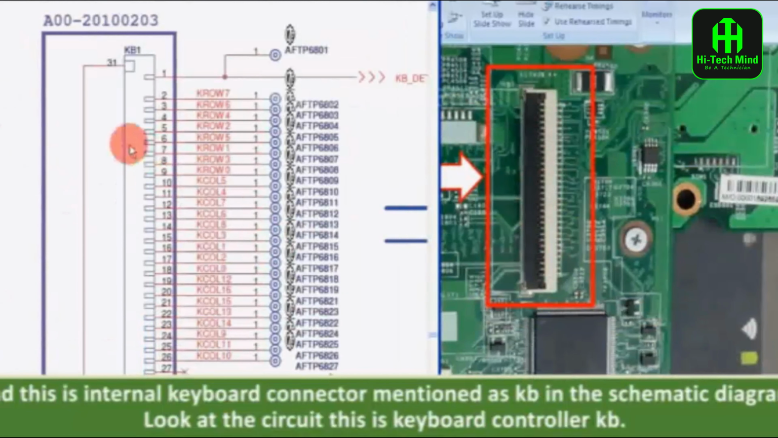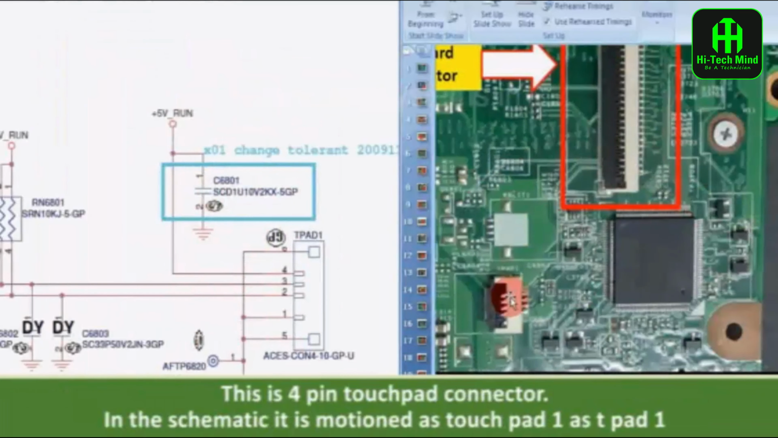And this is the internal keyboard connector mentioned as KB in the schematic diagram. That means keyboard controller. Look at the circuit, this is the keyboard controller KB. This is the 4-pin touchpad connector. In the schematic it is mentioned as touchpad 1, as T-pad 1.